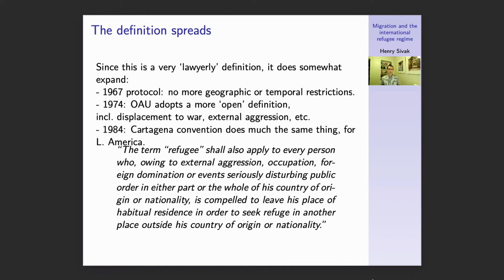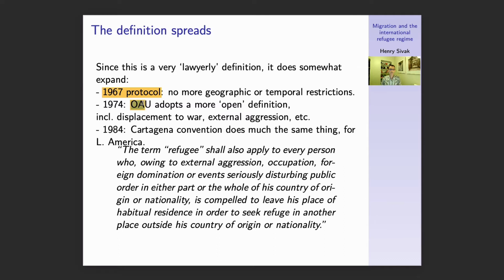The definition spreads, and in part, some of these narrowly tailored early origins do expand over the course of time. It's a very lawyerly definition. The 1967 protocol to the 1951 convention removes the geographic and temporal restrictions. It basically says that it is no longer limited to events before the 1st of January 1951 and no longer limited to Europe.